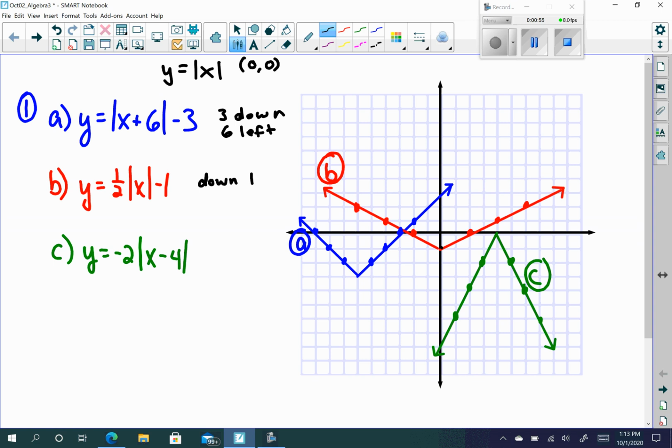For B, we are going to have just a vertical shift of down 1 unit. So I'm just going right here on the y-axis. And then the slope here is acting like 1/2. So as I go up 1, I'm going to go to the right 2, so this V is wider. And then also to the left, I'm going up 1 and 2 to the left.